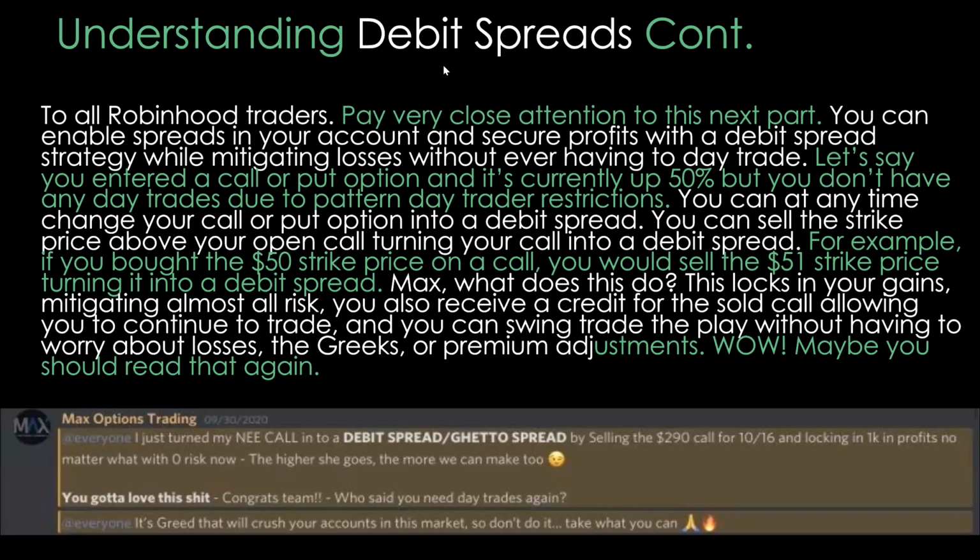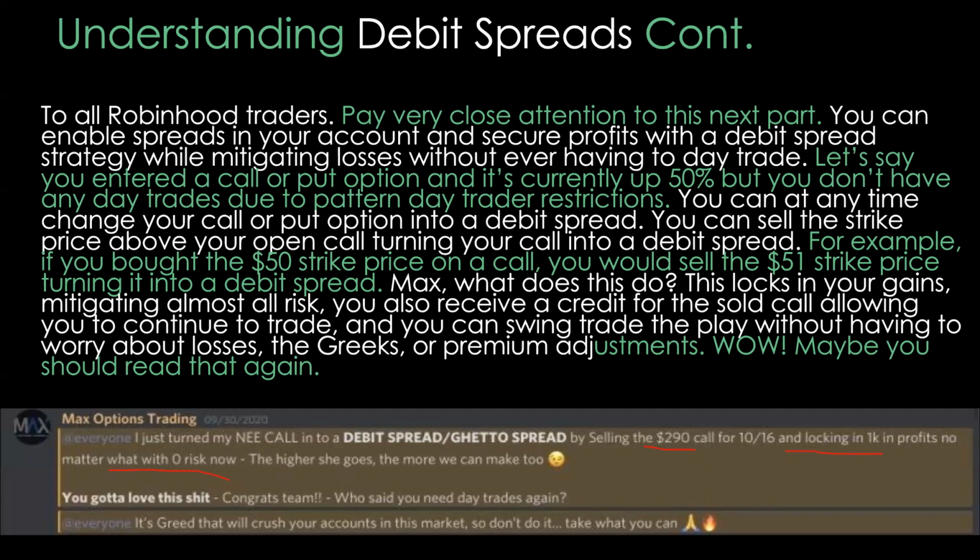So for the example shown down below here, you can see that we sold a 290 call and locked in 1K in profits with 0% risk. That's because the 290 call we sold on this current play was worth more than what we paid for the 289.